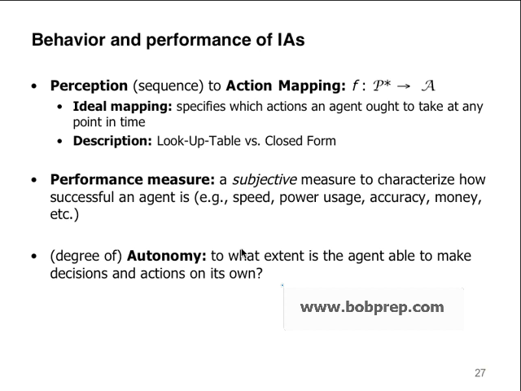And then we have the performance measure, which is subjective. So you measure to characterize how successful the agent is. If the agent is successful, then you keep it going. Otherwise, you make it learn, or you modify the agent behavior to make it more successful. So speed, power usage, accuracy, money might all be associated with that. And then the degree of autonomy, which basically is to what extent is the agent able to make decisions and actions on its own? And how effective is it? If it can't make the actions on its own and it needs too much human interaction, then you need to automate it a little bit more, if possible.